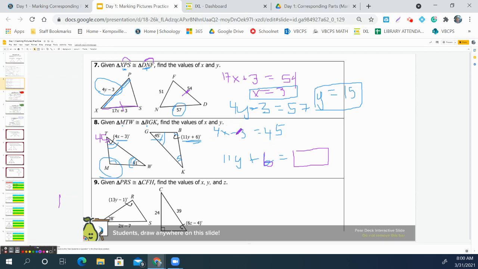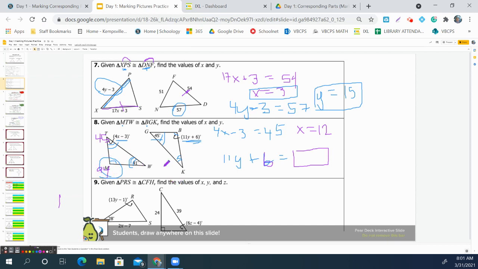So if I solve this for X, I get 45 plus 3 is 48. 48 divided by 4, X equals 12. If I substitute that 12 back in, 4 times 12 is 48, minus 3 is 45. So if I have 45 over here, 180 minus 45 minus 41 equals 94. So m equals 94.